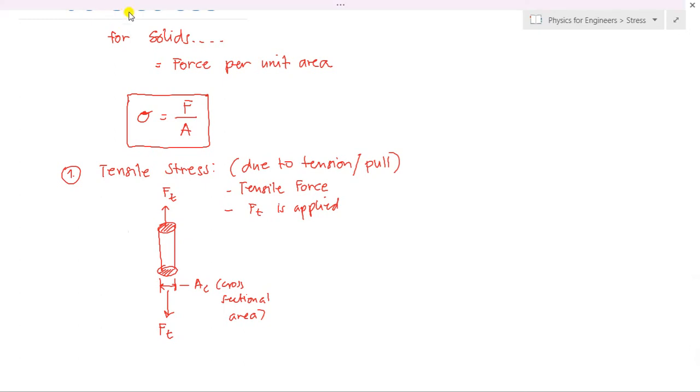So, therefore, we can say for a tensile stress, the tensile force is applied perpendicular to the cross-sectional area AC. So, remember, when you talk about tensile stress, the Ft is applied perpendicular to the cross-sectional area. So, therefore, the tensile stress, abbreviated as a small sigma T, is equal to the tensile force Ft over the cross-sectional area AC.